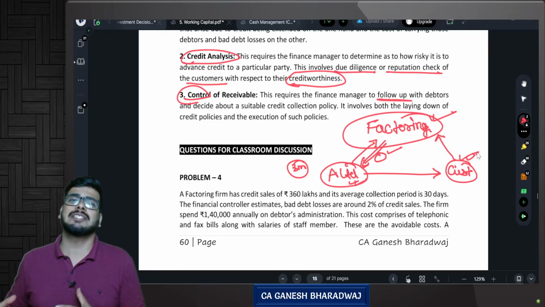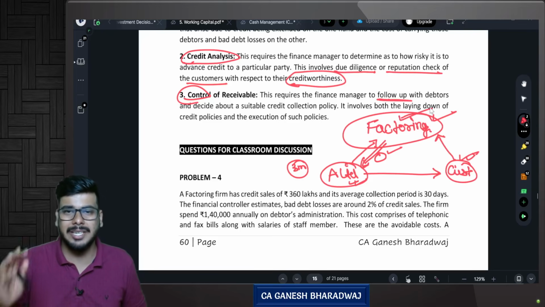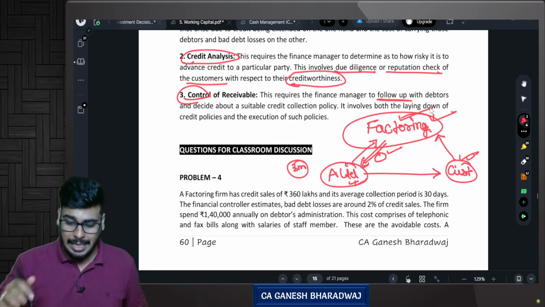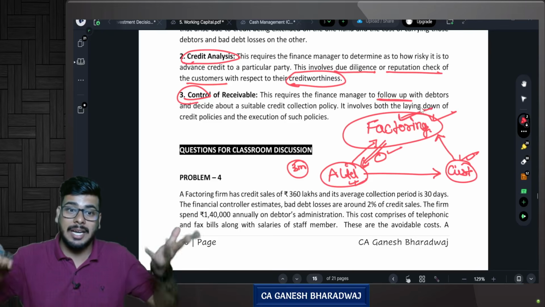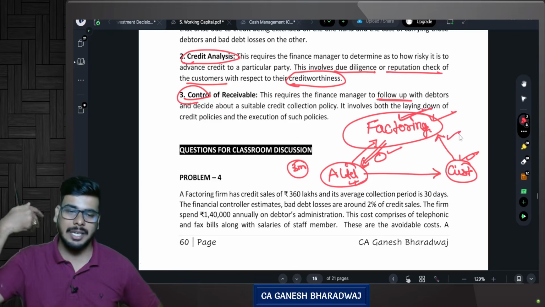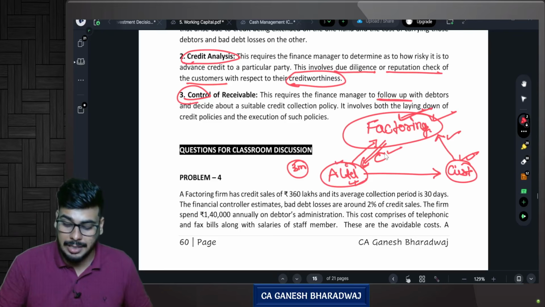You need not have a separate team to actually go and follow up with the customer and all that. All these things, this factor will take care of. Are you clear with this? In fact, at times, the factor will also take care of the risk of the bad debts. Suppose there is any bad debts, this factor himself will bear it. He will not pass it on to A Limited. Accordingly, his commission will be more.